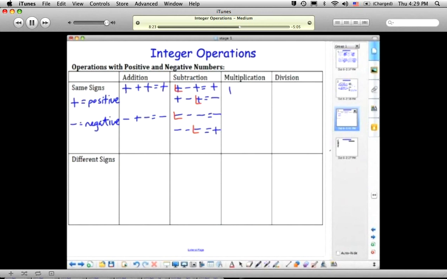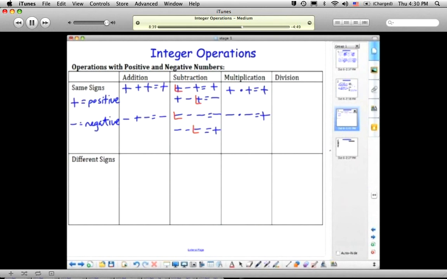If I had a positive number minus a positive number that was larger than my initial positive number, I would get a negative answer. So 3 minus 5 equals negative 2. That's why it's important to know which is the larger number and where it's occurring.